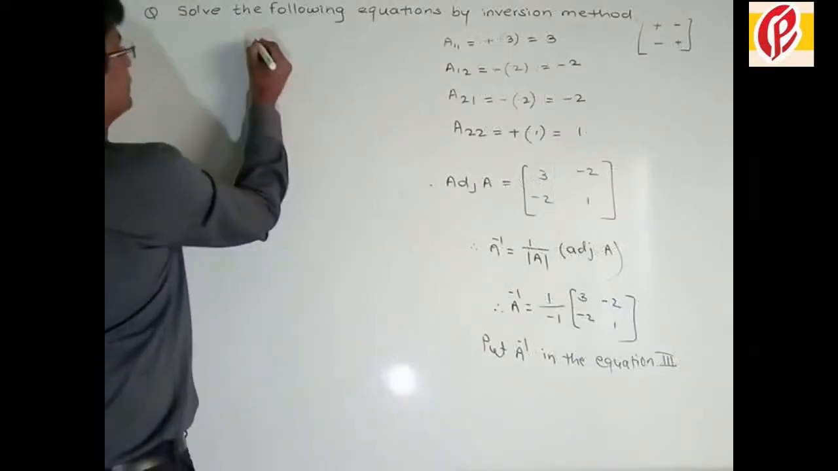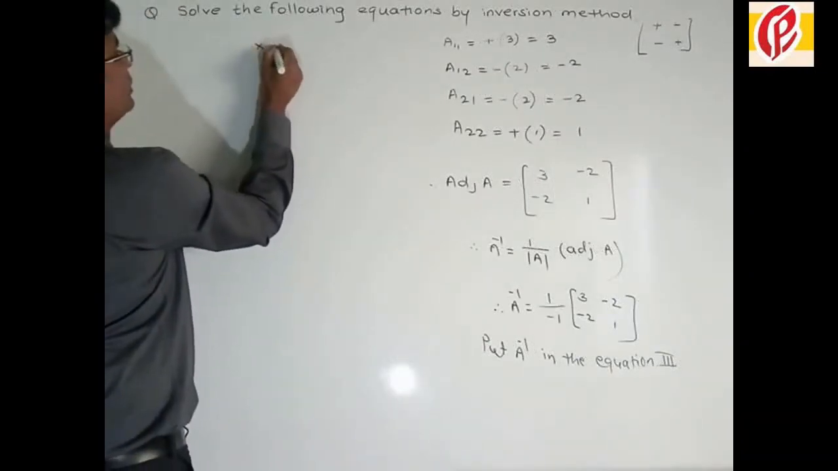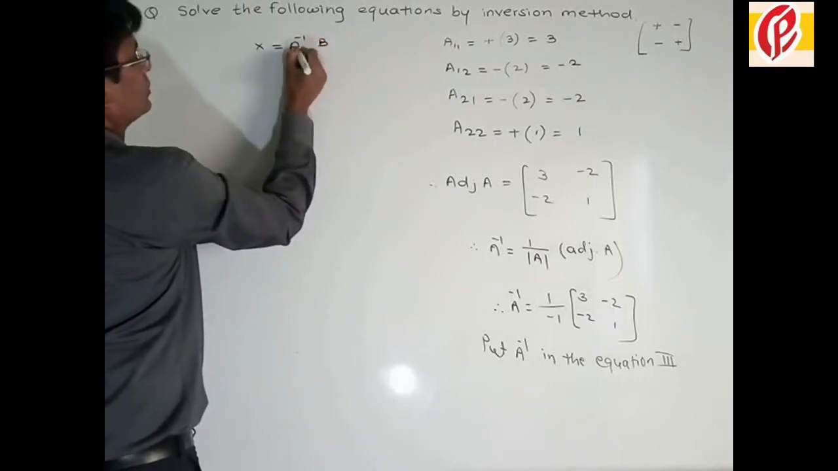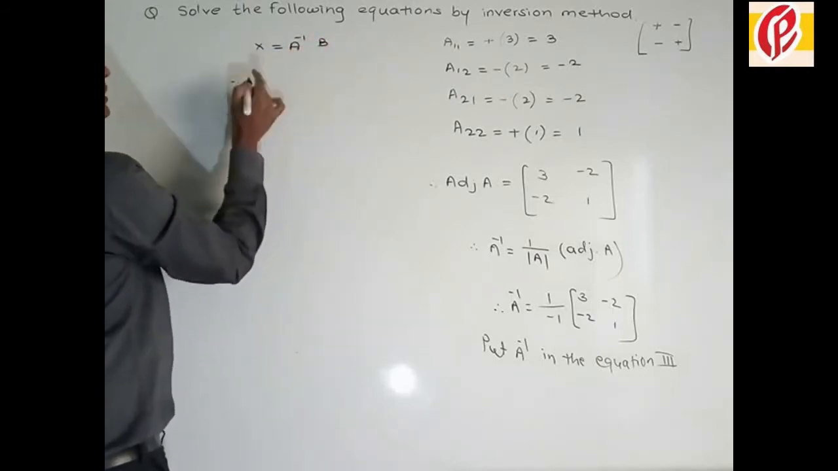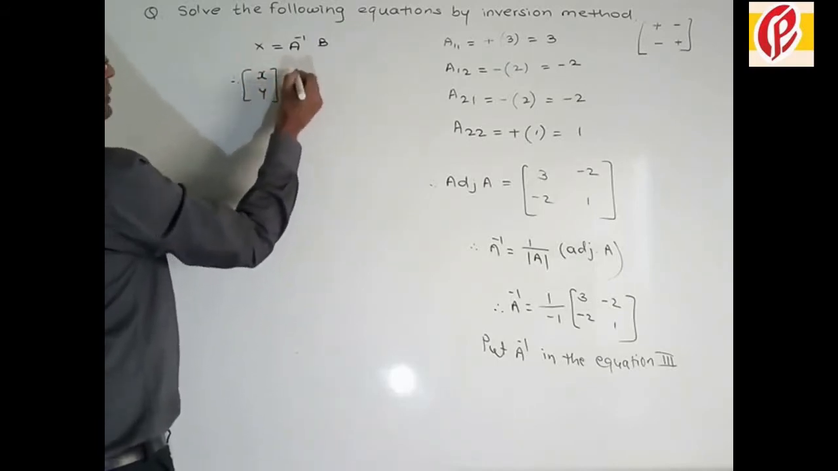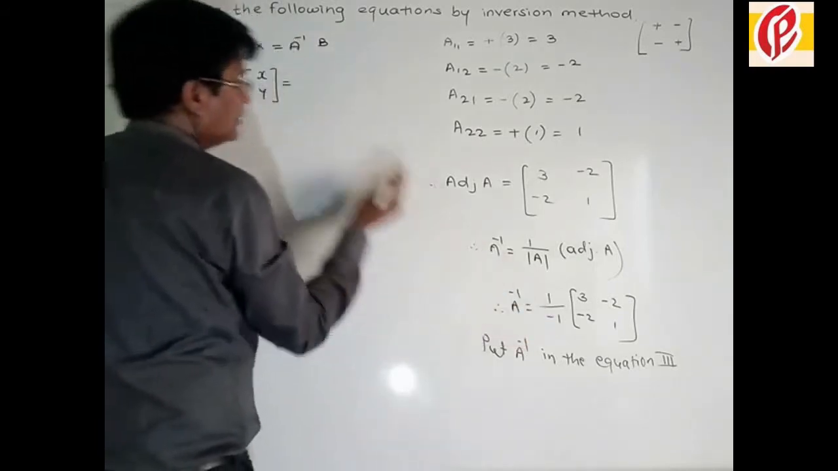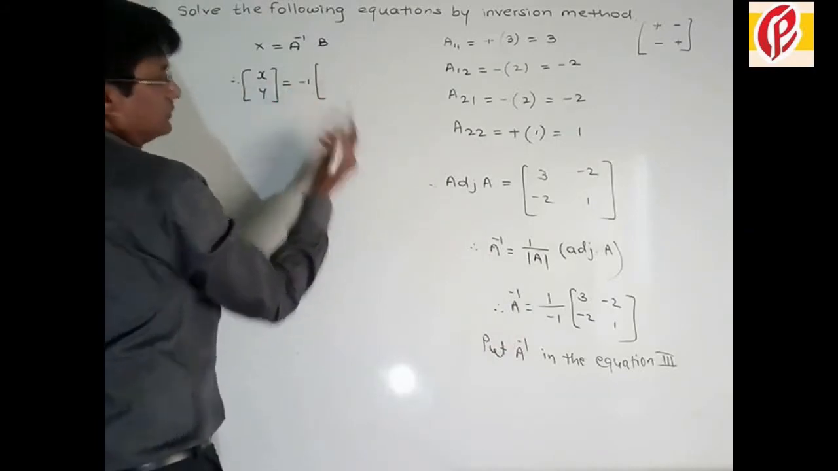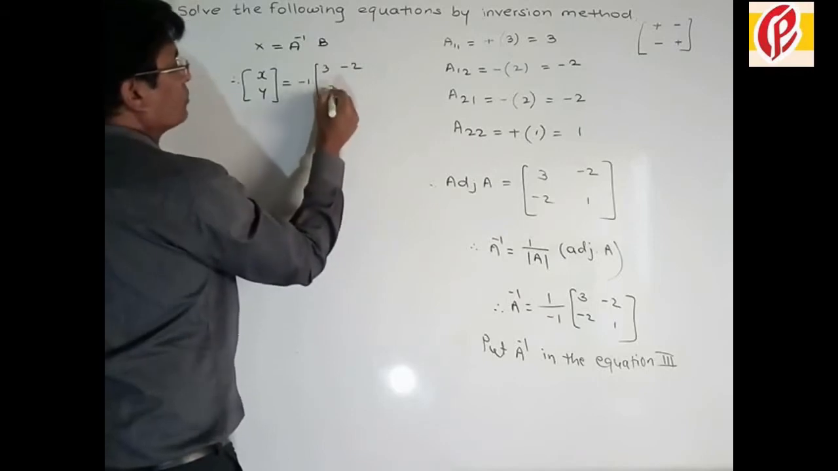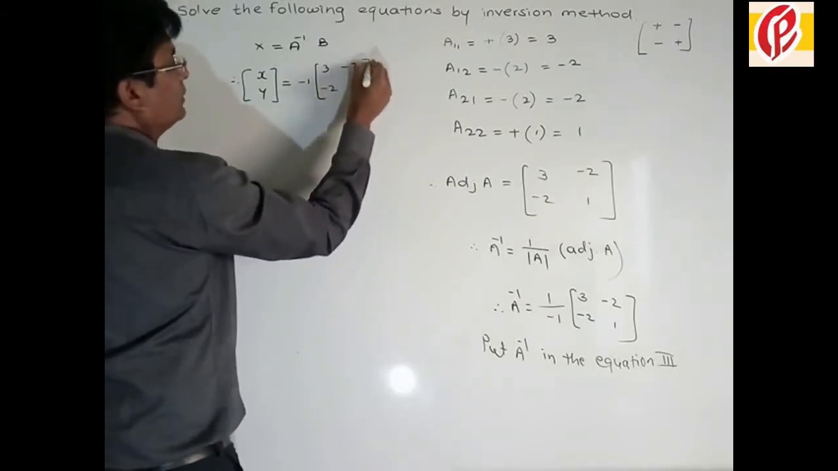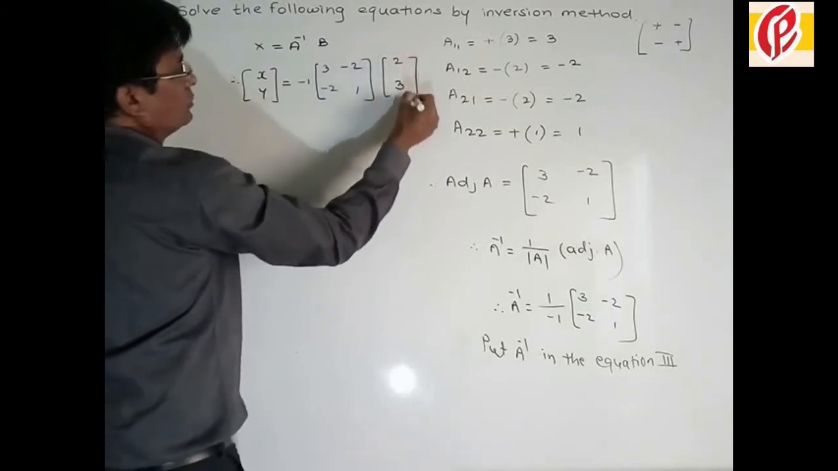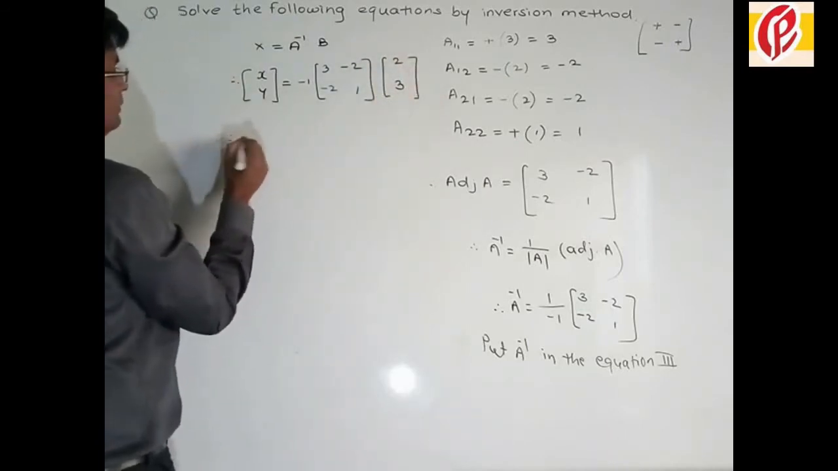So equation 3 is X is equal to A inverse B. X is what? The variable matrix, that is [x; y]. Then A inverse is [-1, 3; -2, 1]. And B is the constant matrix, it is [2; 3].